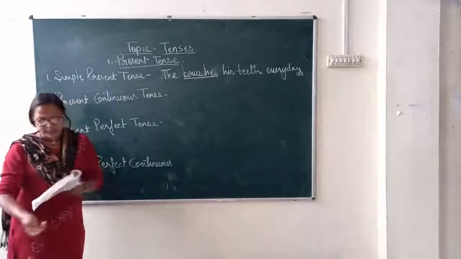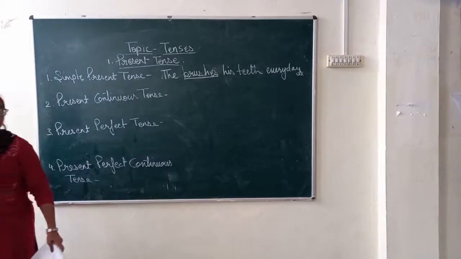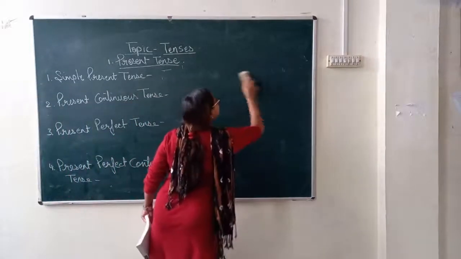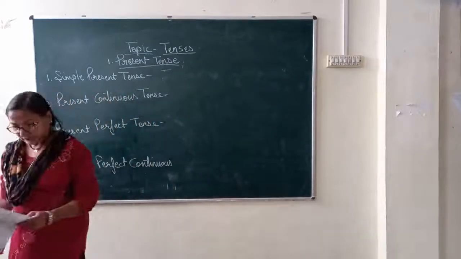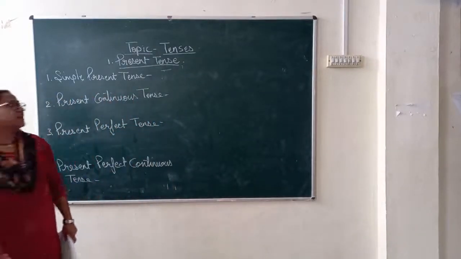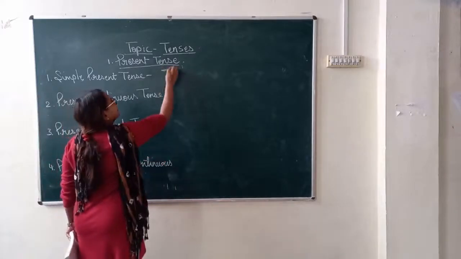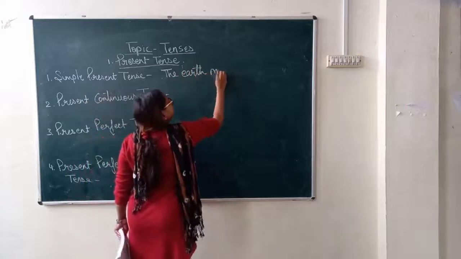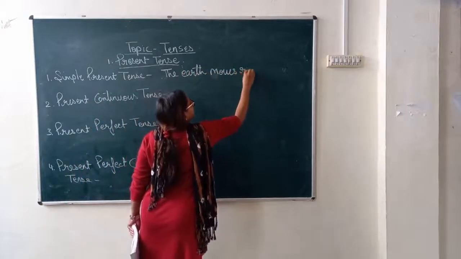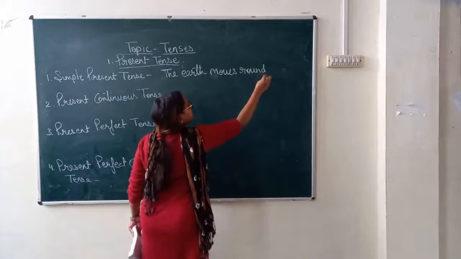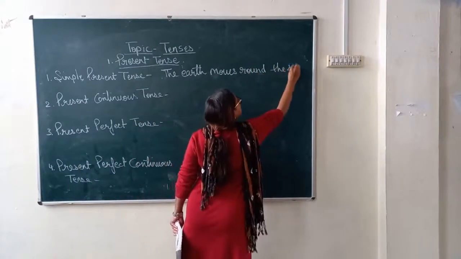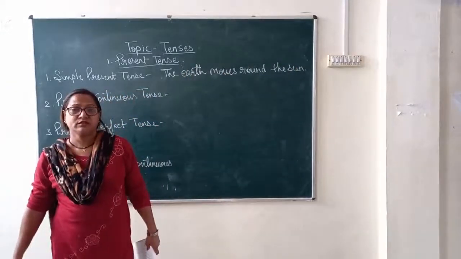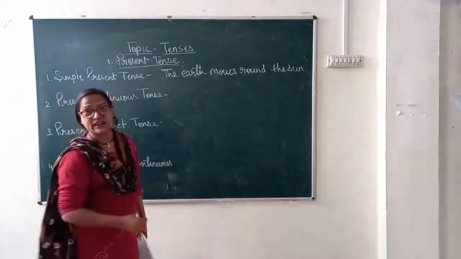Then third form, to express general truth. General truth means that which cannot change. It is reality, it is truth. Like the sun moves round, the earth moves round the sun. Now here, this is the truth that we cannot change. It is a universal truth, you can say.